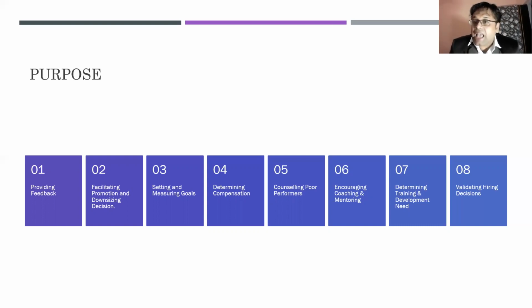Next one is setting and measuring goals. Performance appraisal is the process where first we set the goal, that this is the thing we are going to achieve, and then based on that, we can measure how the employees are actually performing. So setting and measuring goals is another objective or purpose. Next one is determining compensation. At the end of the year, the increment would be given to the employees. How much increment would be given depends on your performances.